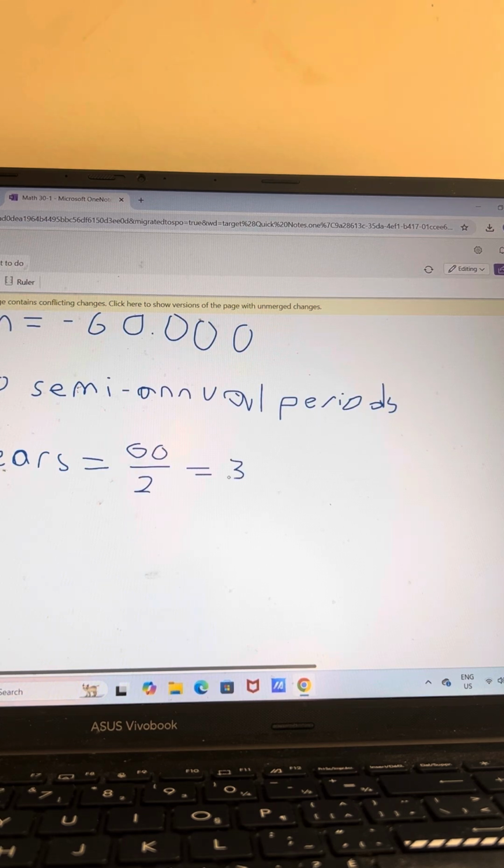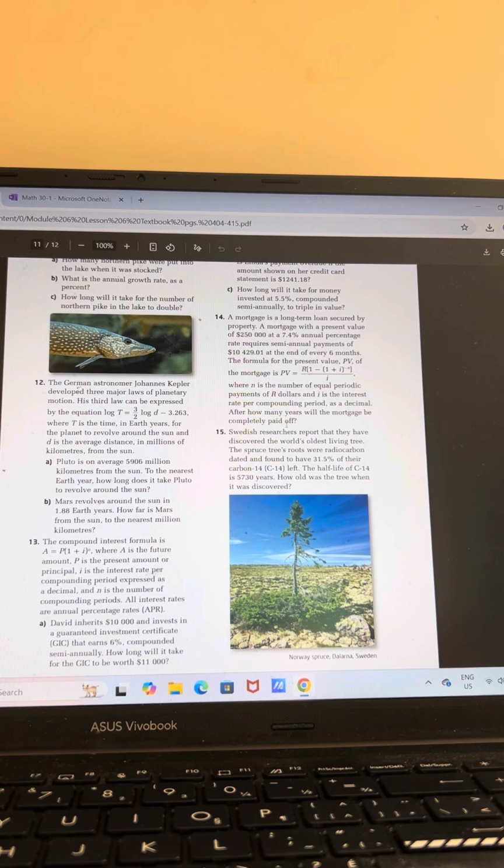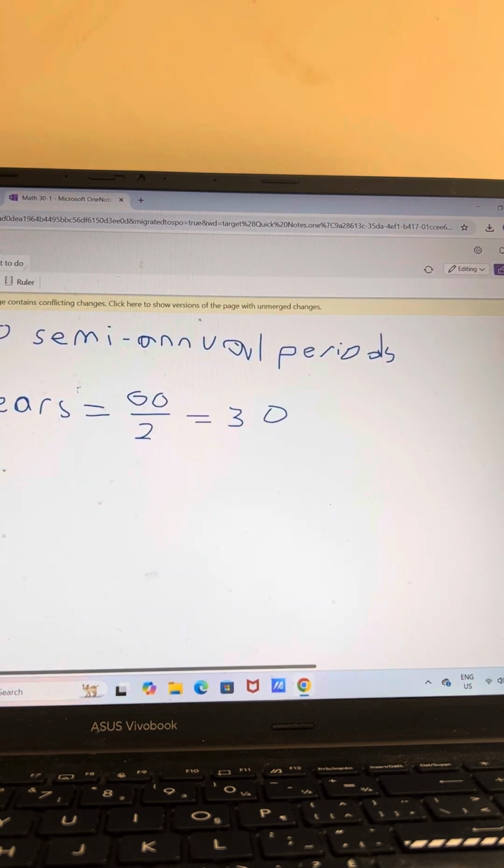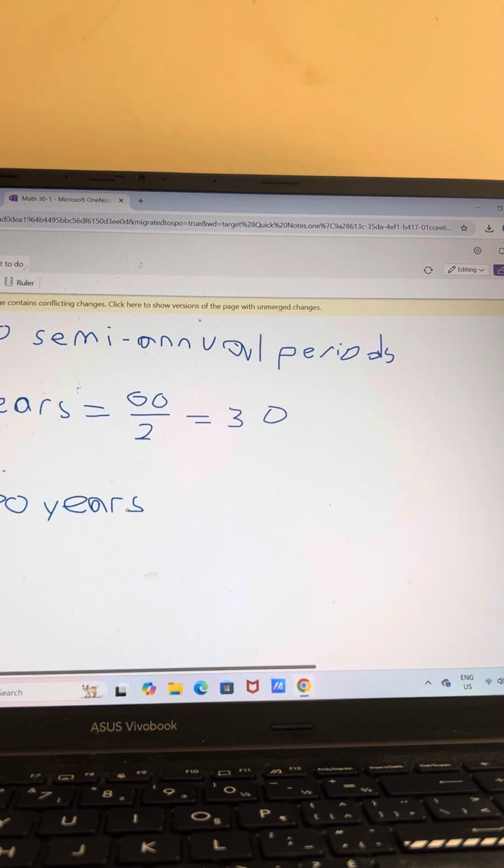So, to answer this question, the mortgage will be completely paid off after 30 years. And we are really over time, so that is going to be the end of this lesson and this module.